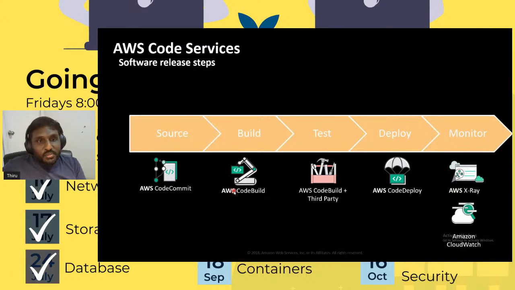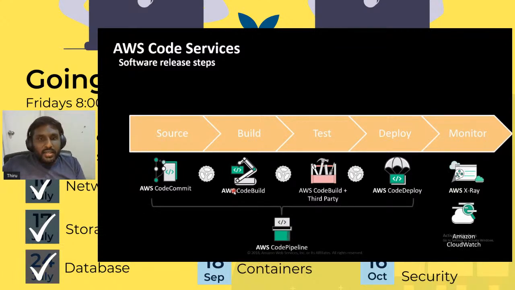CodeCommit is our source repo. CodeBuild is our build platform. We can do testing with CodeBuild and some third-party tools. Deployment is with CodeDeploy, and finally we have CloudWatch, which everyone knows and loves, and we've got X-Ray as well, which is pretty cool. The entire process is finally orchestrated by something called CodePipeline, which we will actually look at in our demo later.